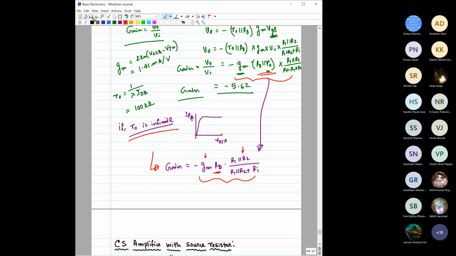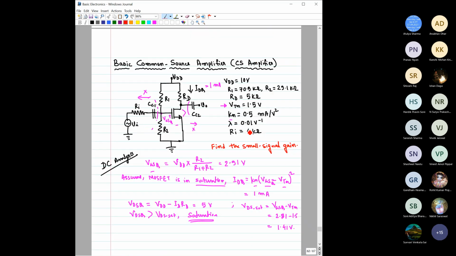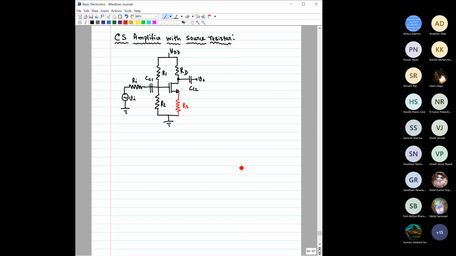I hope there is no confusion so far, because it is quite straightforward and almost similar to our analysis of the CE amplifier. Now here is again the CS amplifier, common source amplifier. But here we have introduced one source resistance, right? Because during DC biasing we saw that we need a resistance here to get negative feedback, to stabilize the circuit operation. So we have introduced this RS, and the remaining things are the same as our previous discussion.